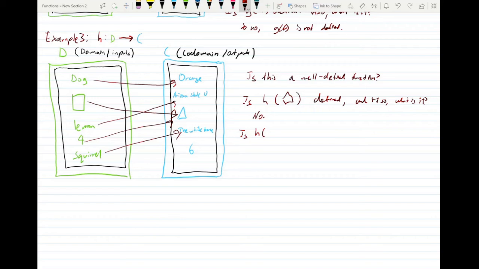Is h of lemon defined? And you know the drill. What is it? All right, if you haven't figured it out yet, h of lemon is defined because lemon is in the domain. And because lemon is sent to Arizona State University, we have h of lemon equals Arizona State University. Kind of a fun example.